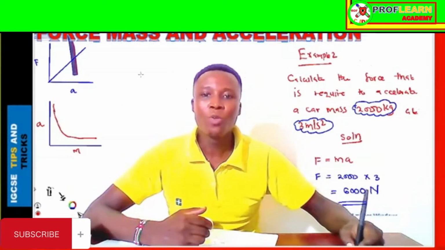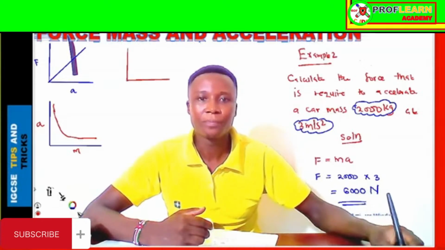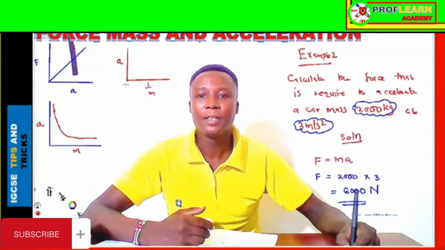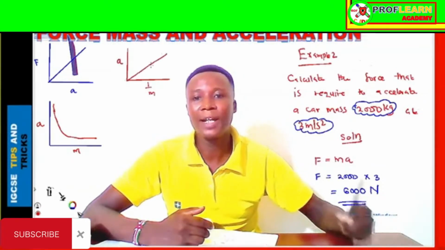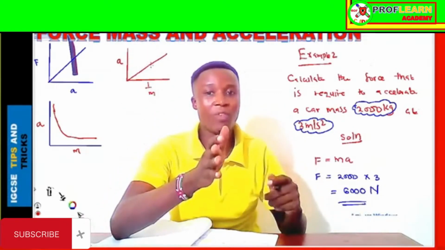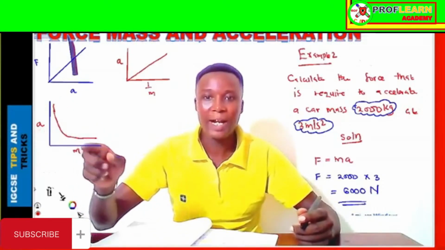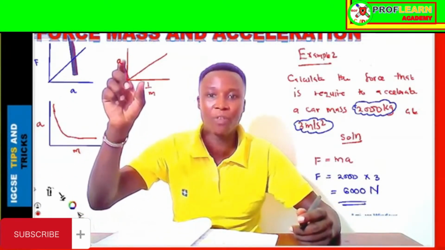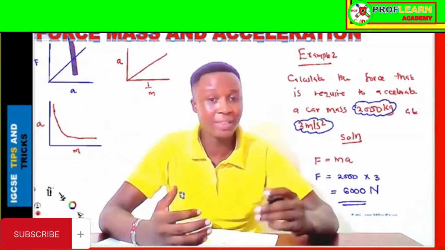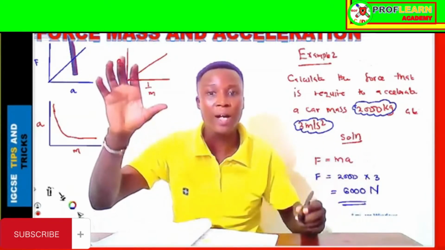If you plot a graph of acceleration against 1 over mass, this is going to be a straight line graph, because now you have plotted acceleration against 1 over m. So you need to understand the graphs you can obtain if you plot acceleration against mass, and also acceleration against the reciprocal of mass, 1 over m. Basically, in this topic, you need to understand the relationship between force, mass, and acceleration, and how they relate.